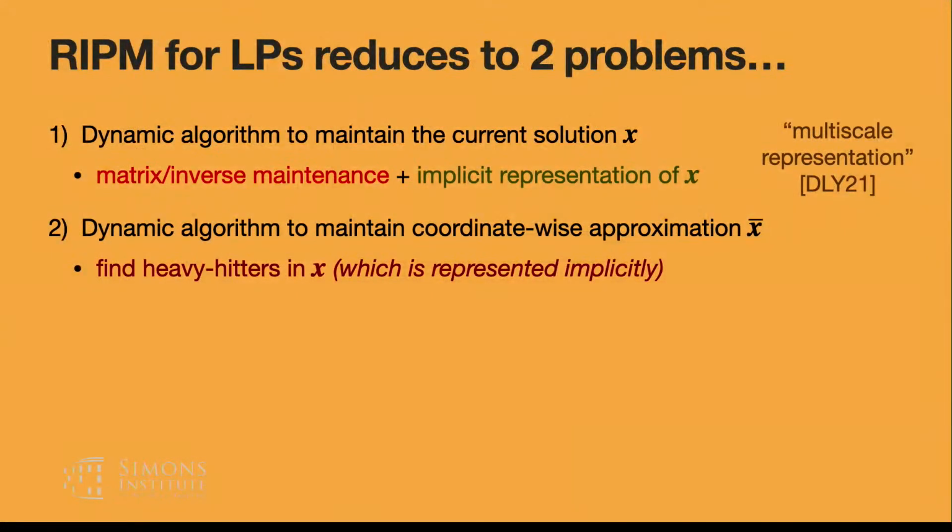Yeah, okay, so these are the problems that we're trying to solve, and this implicit representation of X is what we called the multi-scale representation in this paper that was about linear programs for low treewidth matrices. And this is really long, and Guanghao worked really hard on it, but now it's all been simplified, so you don't need to read that paper anymore.